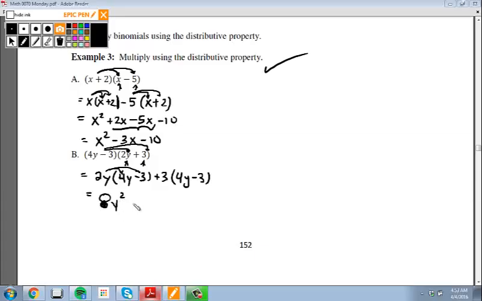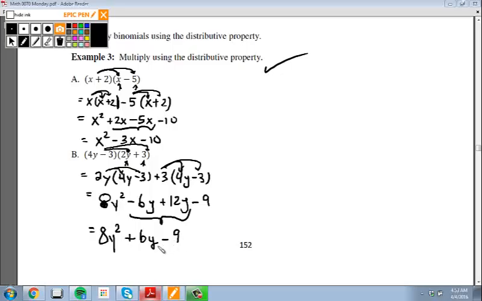Try to do as much of this mentally as you can, please. 2y times a negative 3, negative 6y. Distribute this 3. 3 times 4 is 12. So I have 12y. And 3 times negative 3 is negative 9. Combine the like terms. And what is negative 6y plus 12y? Just 6y. So my final answer is 8y squared minus 6y. Sorry, is that plus 6y minus 9? Alright, there we go.